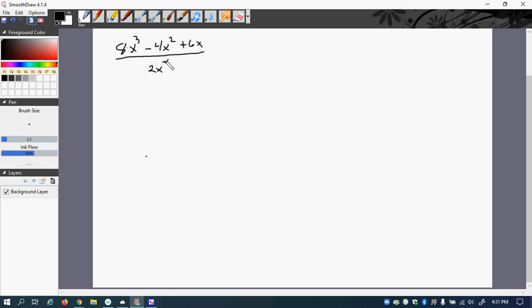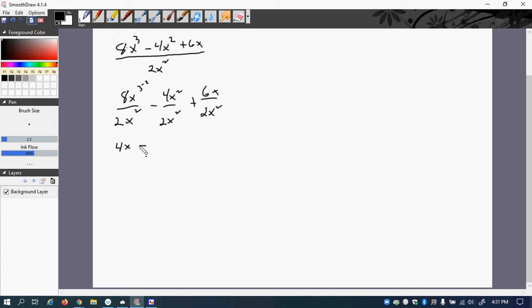Alright, so we do like we did before. We're going to break this up into 3 fractions. So we get 8x to the third over 2x squared minus 4x squared over 2x squared plus 6x over 2x squared. So I see that 8 can be divided by 2, so I get 4. The 2 comes up to make it negative, so that makes it x. So we have 4x so far.